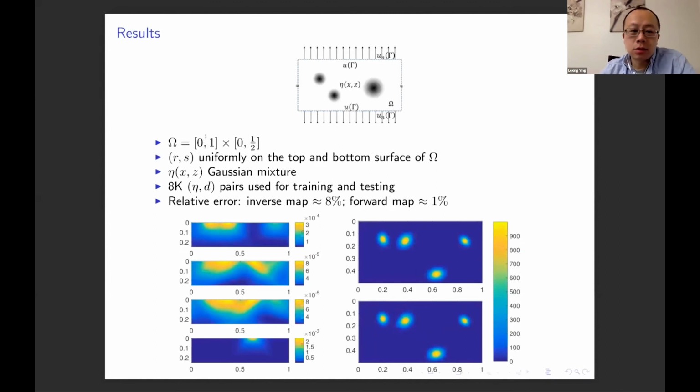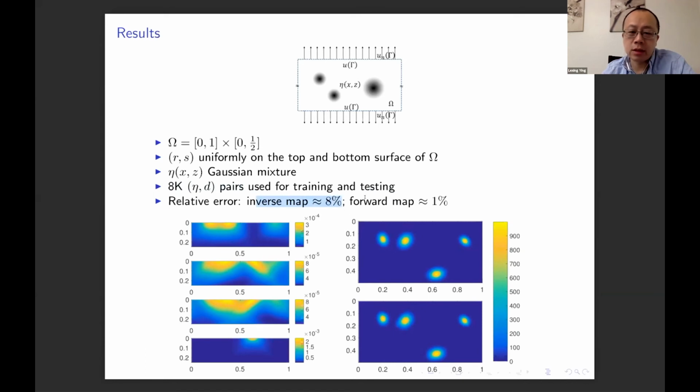So let me just go to this example very quickly. Here we are trained with about 80,000 pairs of eta and the D pairs. Again, numerical simulations are used to compute this Dirichlet-Neumann map. And we also reserve 8,000 pairs for testing. In this case, the inverse map gives you about 8% of the error.